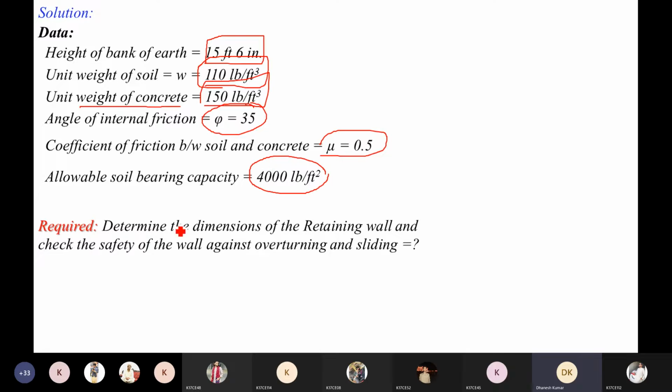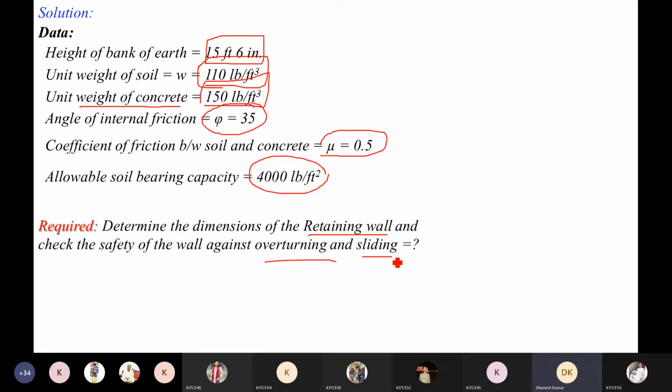Now what is required in our problem is to determine the dimensions of the retaining wall and to check the safety of the wall against overturning, and then sliding. Now since you know that in our previous lecture I told you, when you are going for the analysis purpose you have to check for overturning and sliding. And if you want to design a common gravity retaining wall which is sustained by the concrete, then you have to go for the guidelines. First of all, you have to check the guidelines.